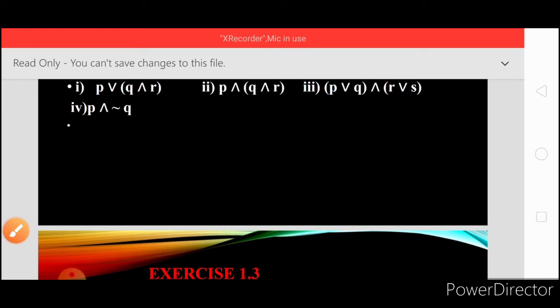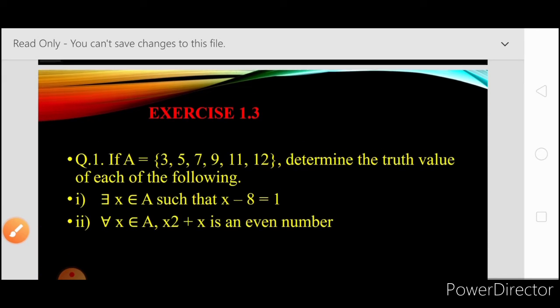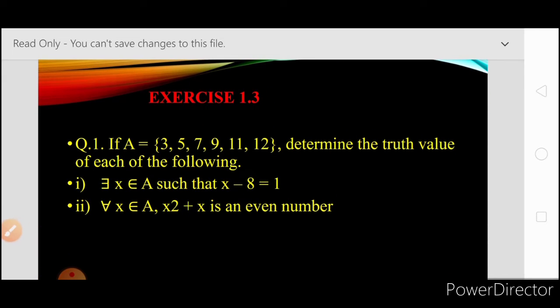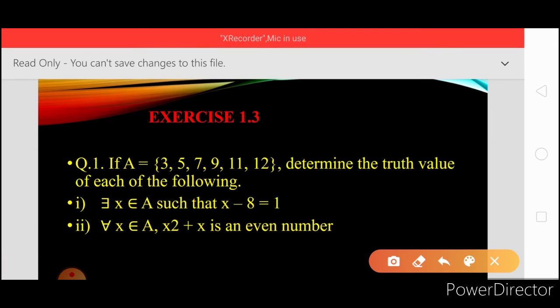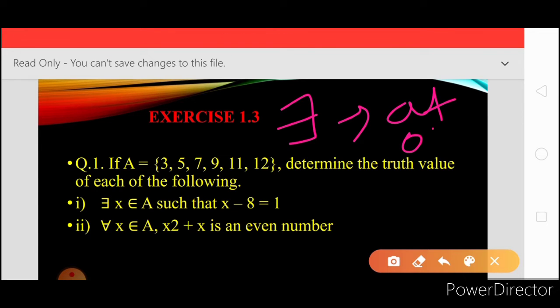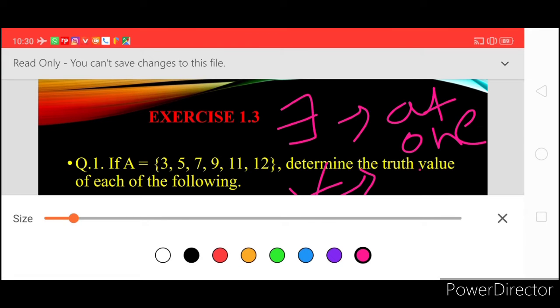Now in the last lecture we learned about quantifiers. We know there are two types of quantifiers. For the existential quantifier we need to satisfy at least one value only. And for the universal quantifier, all the elements in the given set must satisfy the given condition. So let us check this question.